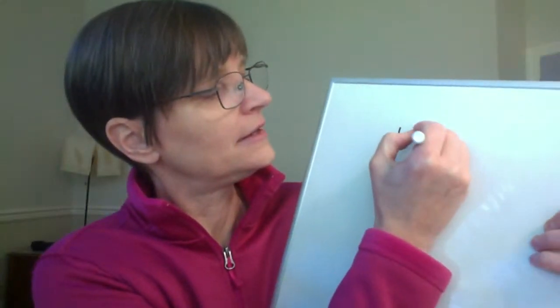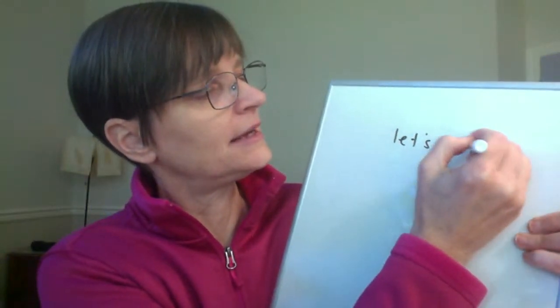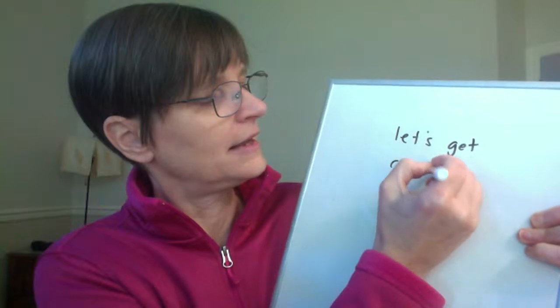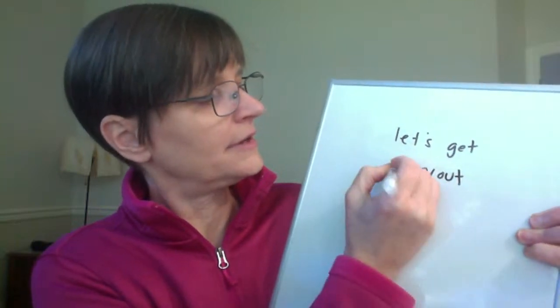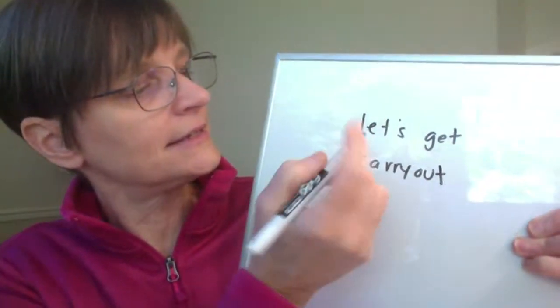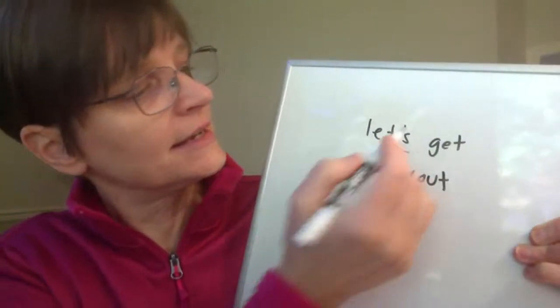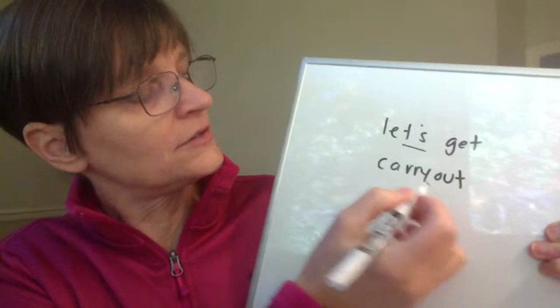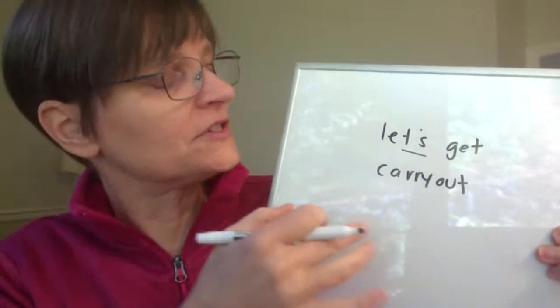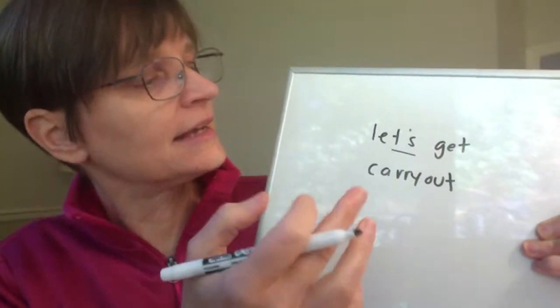And we have another question, which is, how would you pronounce let's get carry out? Let's get carry out. So let's, I'm going to say both my T and my S. There are voiceless sounds. Let's get carry out. So if I'm breaking it up, I'm saying those T's. When I say it together, let's get carry out.